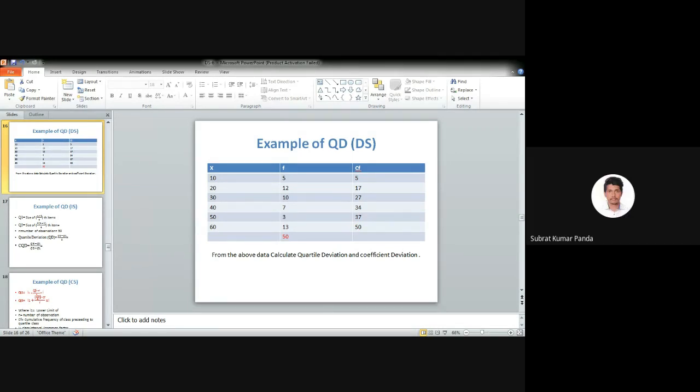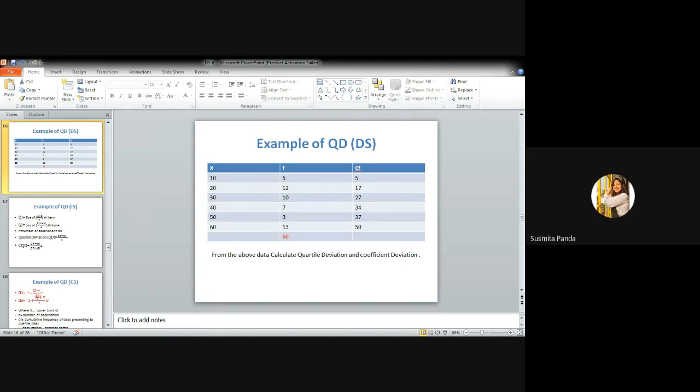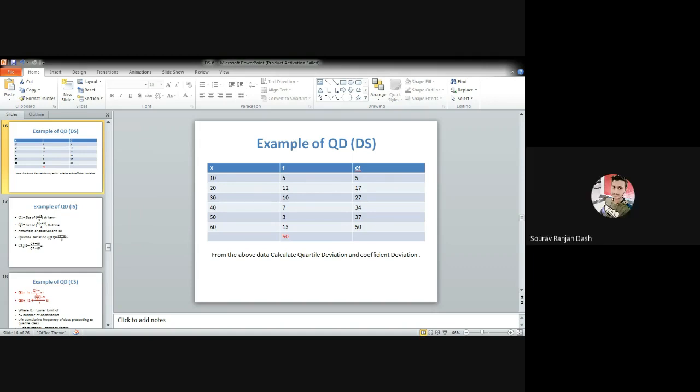Subrat Panda, sir, what is your Q1 value for this particular problem? 20, sir. Q1 is 20. That is Subrat's answer. Sir, 12.75. Something is 12.75. Okay.